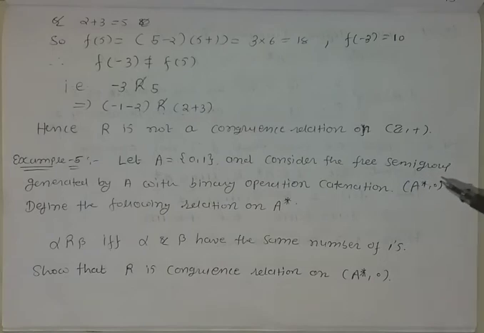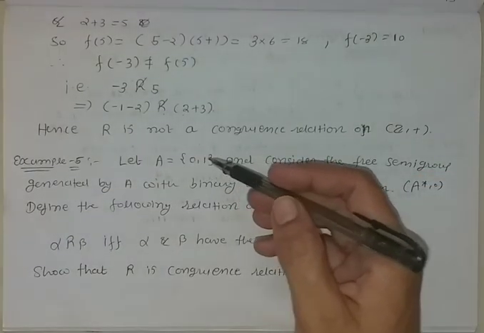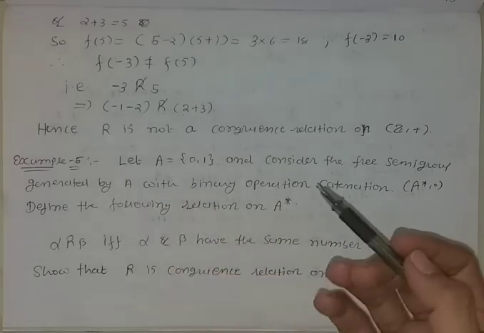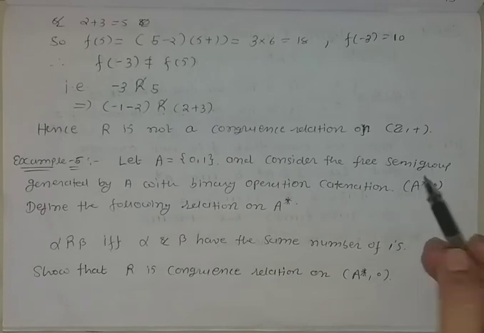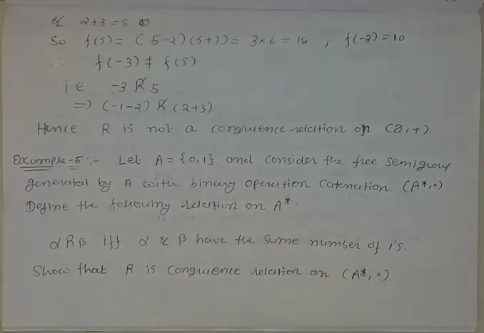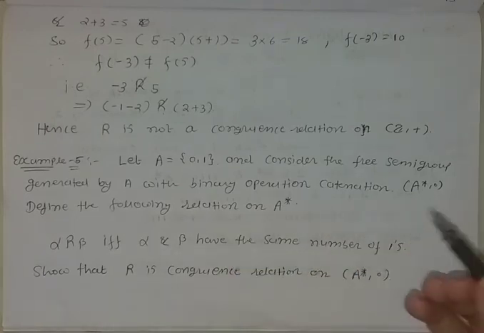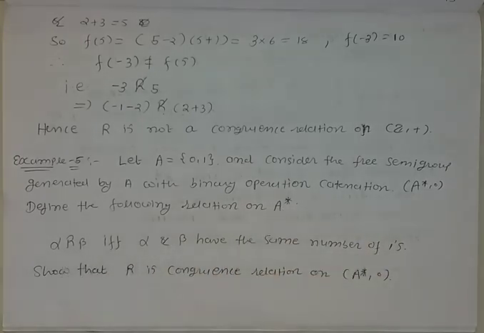So A star में जो एलिमेंट होंगे वो कैसे होंगे? Set of all finite sequences with symbols from A. Okay, तो इस A star में finite sequences होगी, उसमें कौन से digits और symbols आएंगे? 0 और 1. 0 1 0 1 वाली finite sequences होगी A star में. So whenever we consider two finite sequences alpha, beta belonging to A star, then alpha is related with beta if and only if both have the same number of ones. Then what is our aim? Our aim is to show that R is a congruence relation on A star.